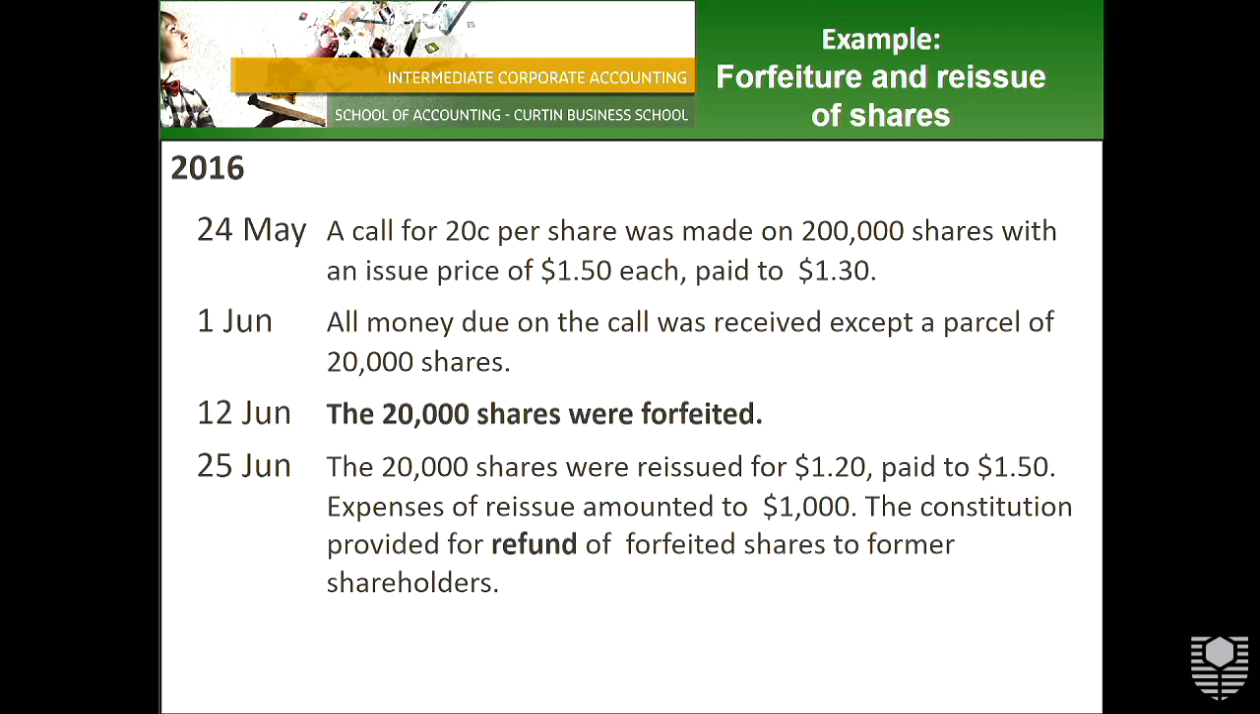On the 25th of June, the shares were reissued for $1.20, paid to $1.50. So that means they are being reissued at a discount. That discount needs to be taken out of the monies that were paid by the previous shareholders before they get paid back, so they won't get a full refund. They won't get $1.30 back per share. They will get whatever is left. It's going to be reduced by 30 cents and then any fees and costs.